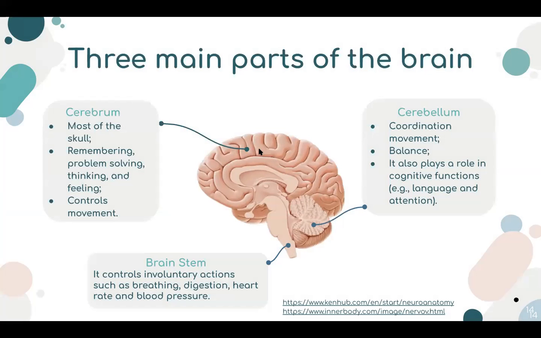So three main parts of the brain. There's three major portions: the cerebrum, the cerebellum, and the brainstem. Starting off with the cerebrum, it encompasses the most space in your brain. It is responsible for remembering, problem solving, otherwise known as critical thinking, and feeling. It also controls your movement, involuntary and voluntary.